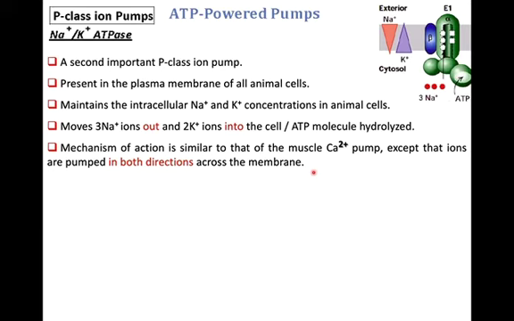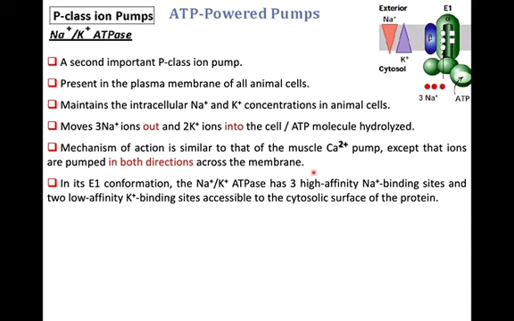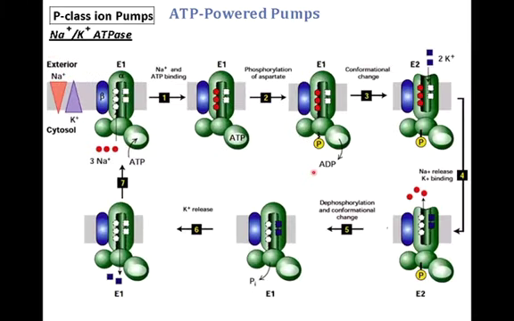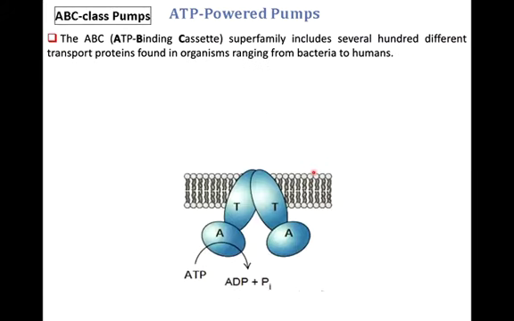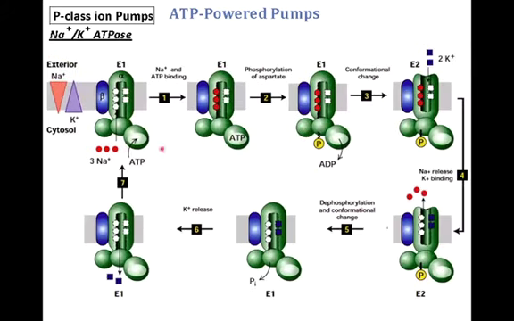The mechanism of action is very similar to that of the calcium pump, except that ions are pumped in both directions across the membrane. In its E1 conformation, the sodium-potassium ATPase has 3 high affinity sodium and 2 low affinity potassium binding sites. And of course, it will be vice versa in the E2 conformation. You can see from the figure here, in the E1, it has a high affinity for these 3 sodium ions.